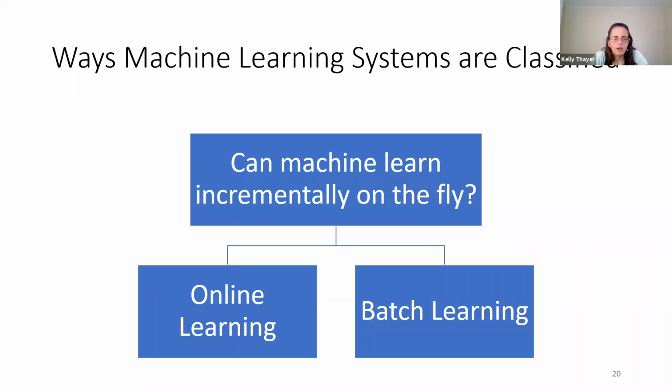Another way we can classify systems is by asking whether the machine can learn incrementally on the fly. If yes, it is learning on the fly, and that's called online learning. We can also have batch learning, where we give it one batch and it learns from that only.